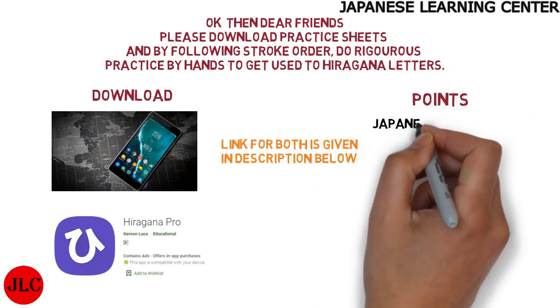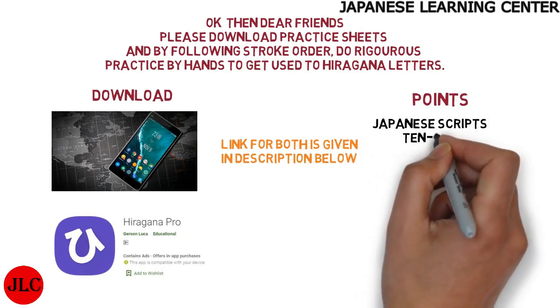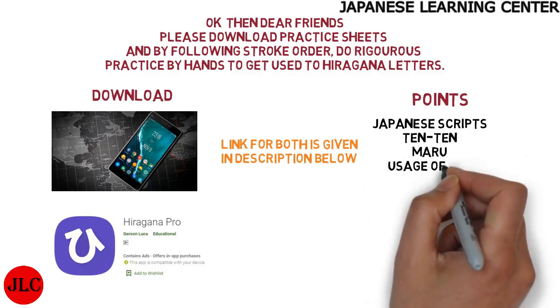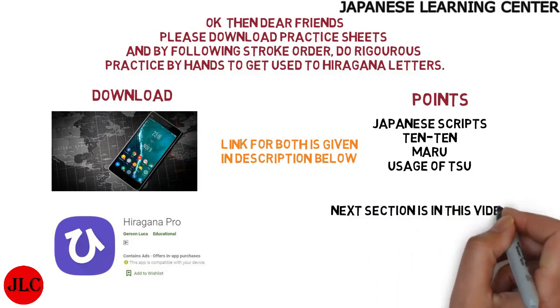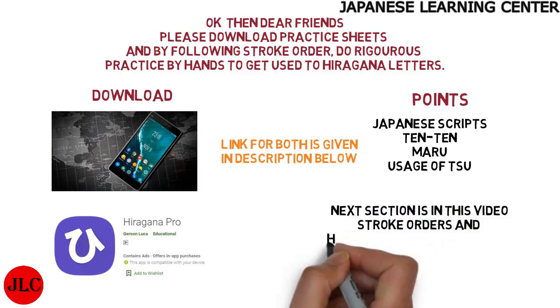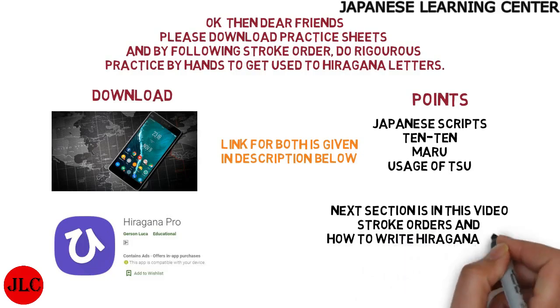We have learned about the Japanese scripts, ten, maru, and the usage of tsu. So now after this, we will proceed further to stroke orders and how to write hiragana letters with those stroke orders.